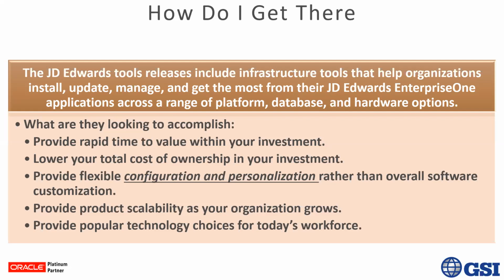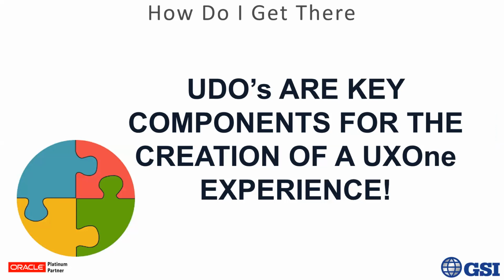They're the things that help you get rapid time to value. They're the things that lower your cost of ownership because now the masses can do things versus just IT. It allows you to have the flexibility to configure and personalize solutions to let people do their jobs the way they need to do it so that they can maximize their capabilities. And it provides you scalability and technology that works across the board with other software. So all of that are considered UDOs, user-defined objects.